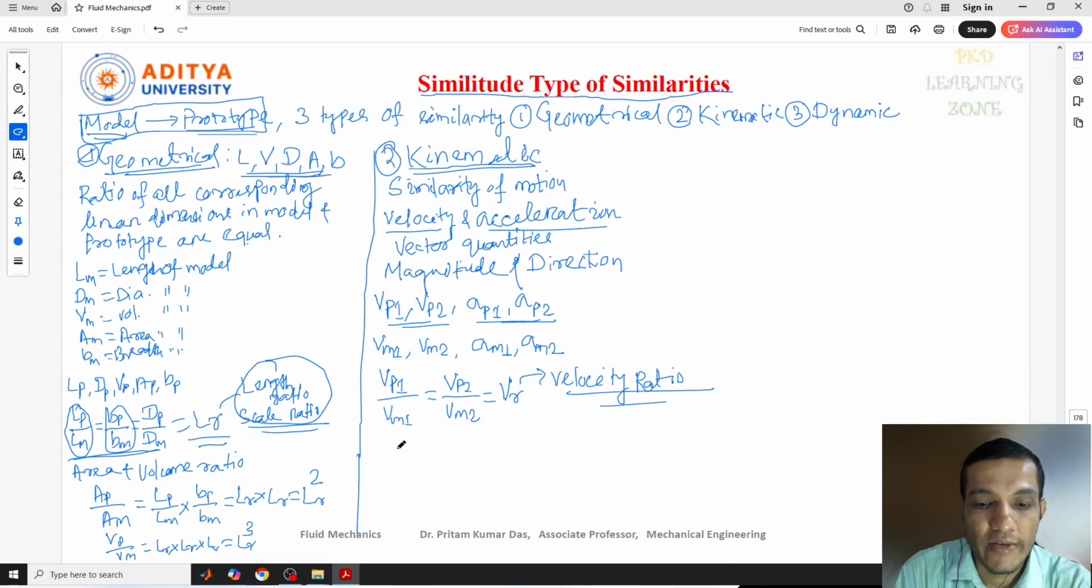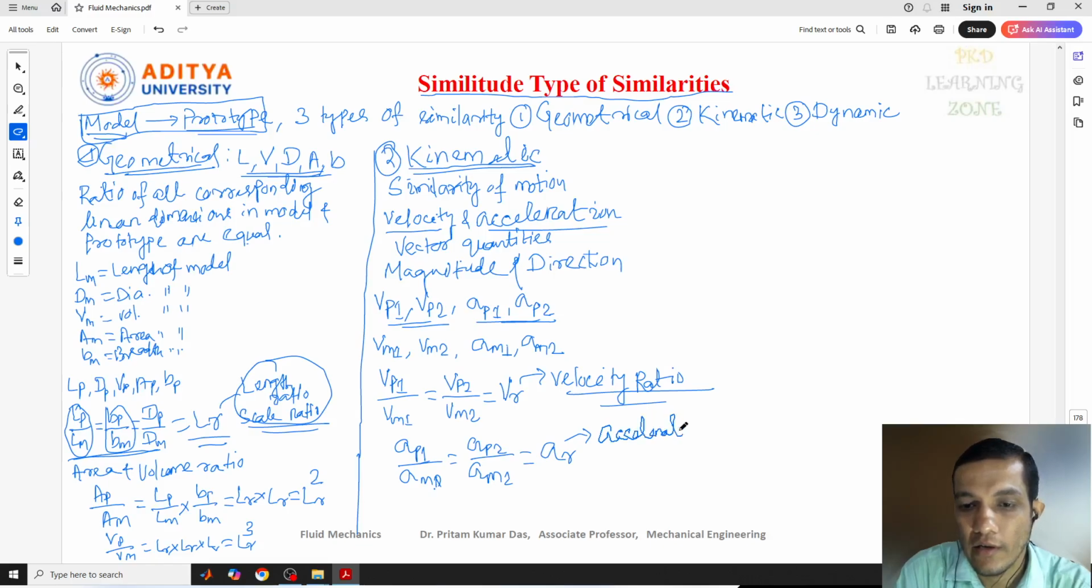And for acceleration also we can write the same thing: acceleration of the prototype at point 1 with respect to acceleration of the model at point 1 is equal to acceleration of the prototype at point number 2 with respect to acceleration of the model at point number 2. This is equal to AR, and this is called the acceleration ratio.